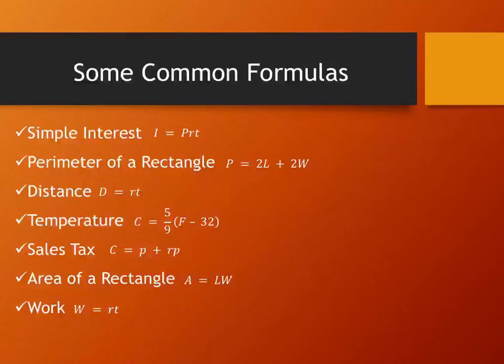Area of a rectangle is length times width. And then work is actually rate times time. You'll notice that that looks a lot like distance. It's a different kind of context, but it's actually found the same way. So these are the ones that we're going to actually use in this section contextually to do things.